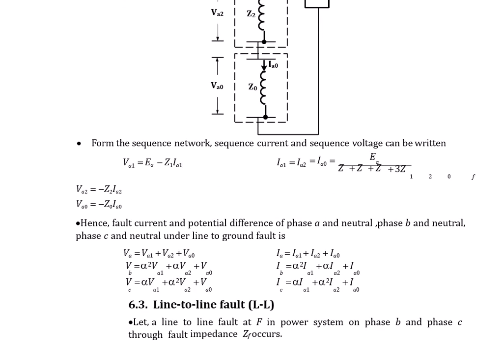When an LG fault occurs, we have Va2 equal to minus Z2 into Ia2, and Va0 equal to minus Z0 into Ia0. Hence the fault current and the potential difference of phase A and neutral, phase B and neutral, and phase C and neutral under the LG fault are this. Whenever we want to use this formula, we can directly write it like this. So this is for the LG fault.